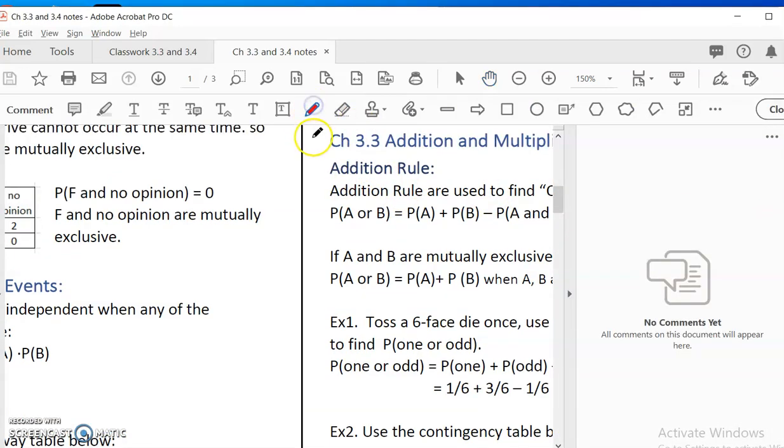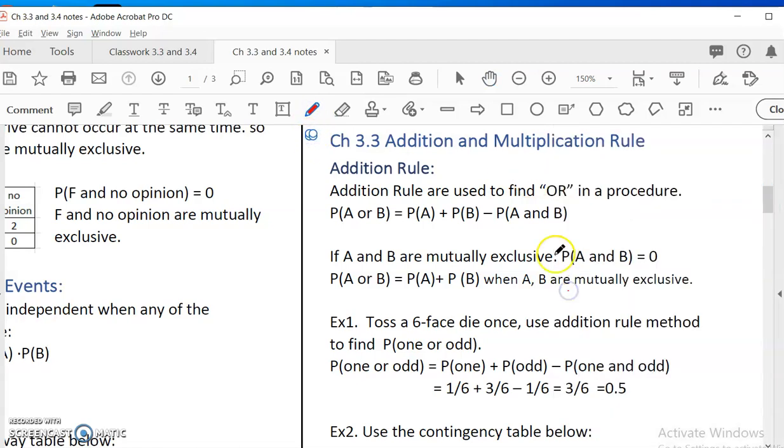So the first is called the addition rule. The addition rule is used to find "or" in the procedures. If you're looking for A or B, where A and B are two different outcomes, and you want the probability of either A happening or B happening, formally the addition rule goes: probability of A or B is probability of A plus probability of B minus probability of A and B.